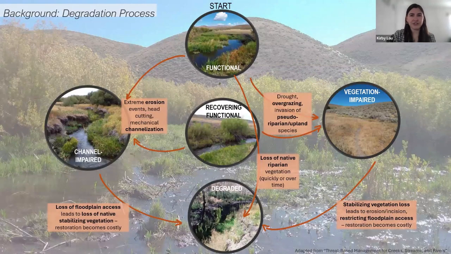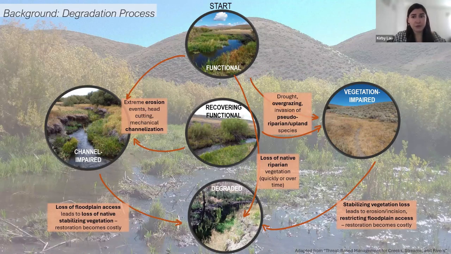And this process can be distilled into this adapted figure here, which shows the loss of specific functions that can cause a reach to transition from one of these five states to another, such as from functional to channel impaired, which is facilitated by extreme erosion events, head cutting, mechanical channelization, or from vegetation impaired to degraded, which is primarily caused by stabilizing vegetation loss and restricted floodplain access. Or, for example, from functional to vegetation impaired, which is caused by drought and overgrazing, an invasion of pseudo-riparian or upland species, and so on.